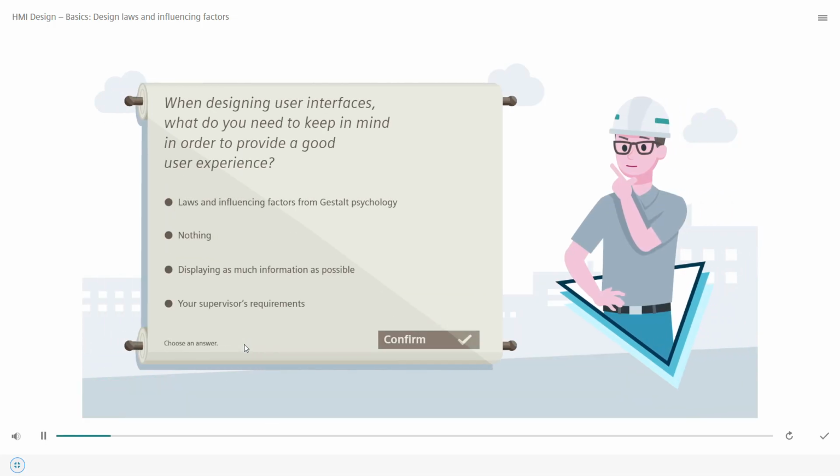Before we move on to summarizing the most important design laws and influencing factors, take a moment to apply and reflect on the new information. Tip: when answering the questions, consider the reasons behind your answers. Let's test your newly acquired knowledge.